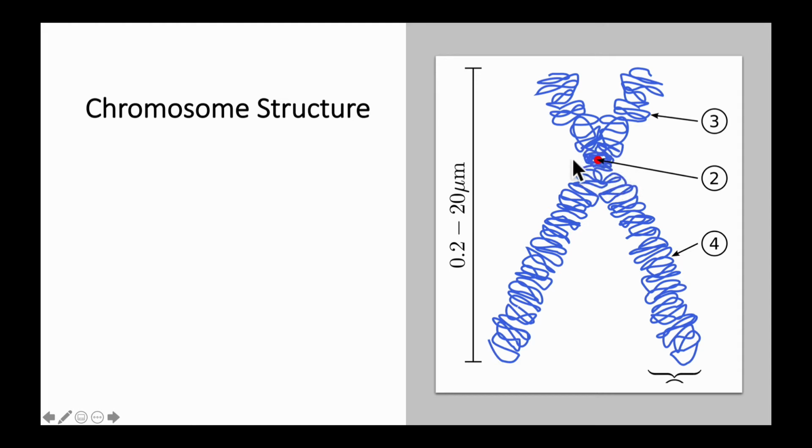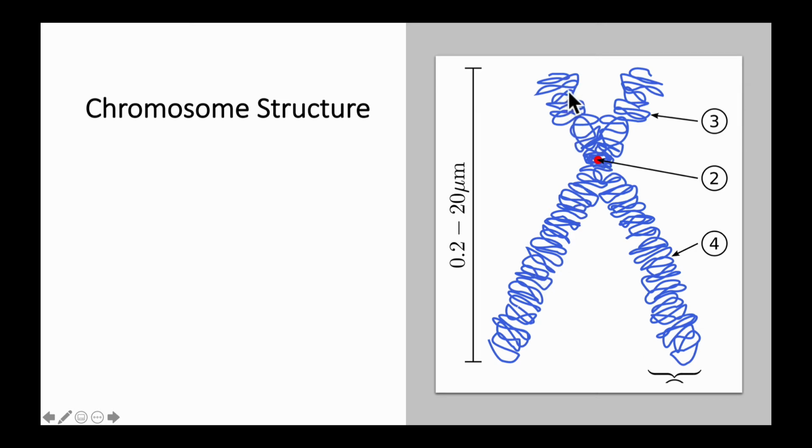They're joined by this region over here, which is the centromere. And the ends of this are called the telomeres. So we have telomeres at the ends. One chromosome has 2 telomeres. We've got 2 over here and 2 over here. We've got a centromere in the middle. And we have arms that you see over here.